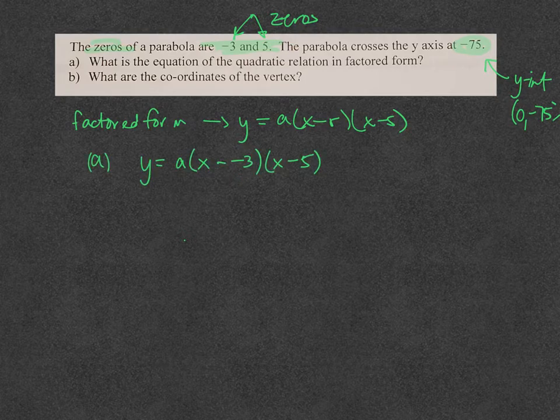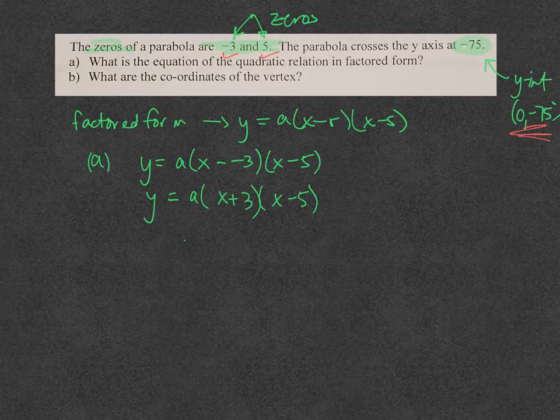So I plugged in the two zeros, -3 and 5, so it's x minus -3 and x minus 5. These two minuses will become a plus. So then I get the equation y equals a times (x plus 3) times (x minus 5). Notice that I still have not solved for a. I have used this piece of information and this piece of information, but I have not yet used this one, so I need to use the y-intercept to help me find a.